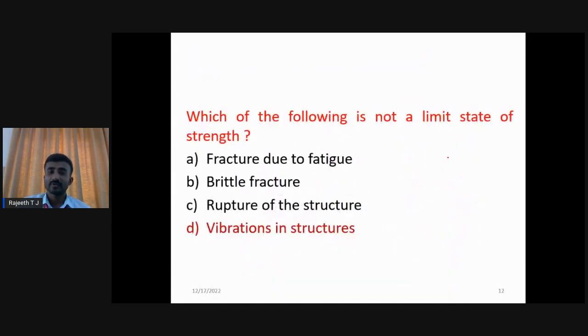Now if you go for some of the previously asked questions. The first question is, which of the following is not a limit state of strength? We just discussed the components that come under limit state of strength. Fracture, brittle failure and rupture come under limit state of strength, whereas vibration comes under limit state of serviceability, not limit state of strength. This is a 1 mark question, based on the different criteria of limit state of strength and limit state of serviceability.